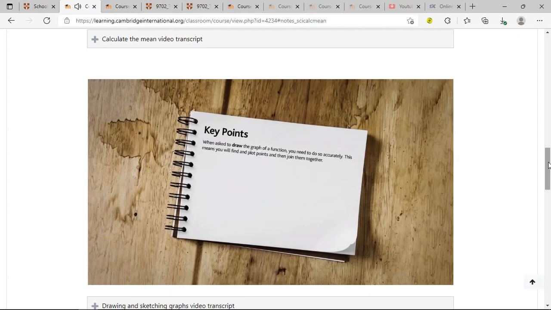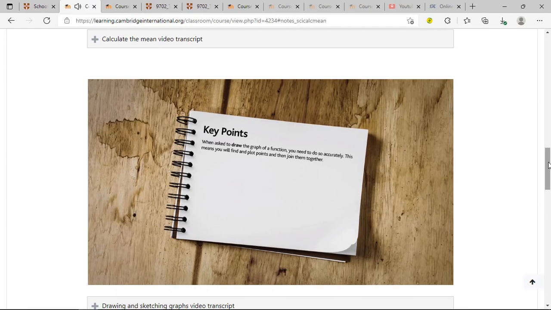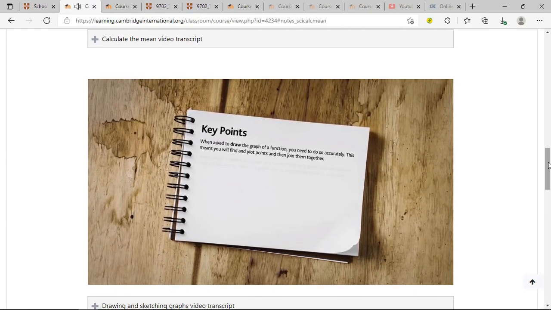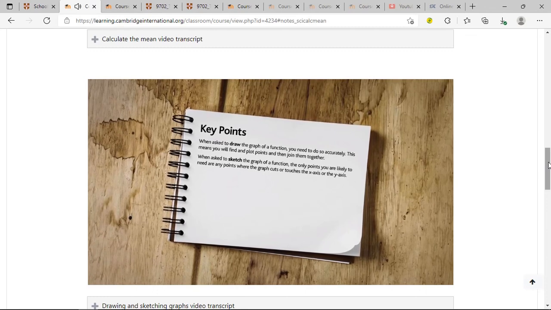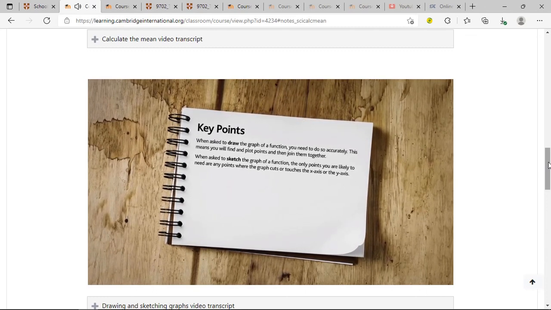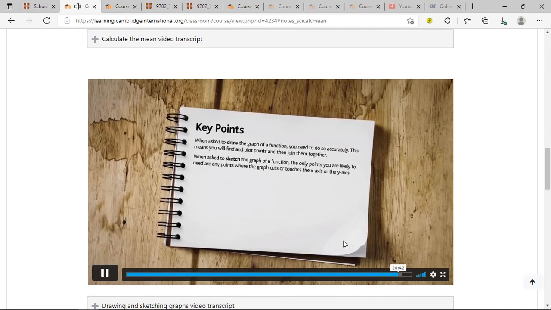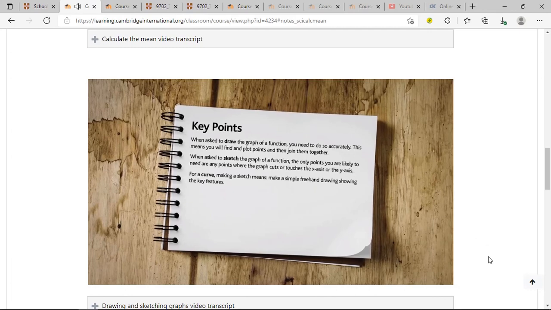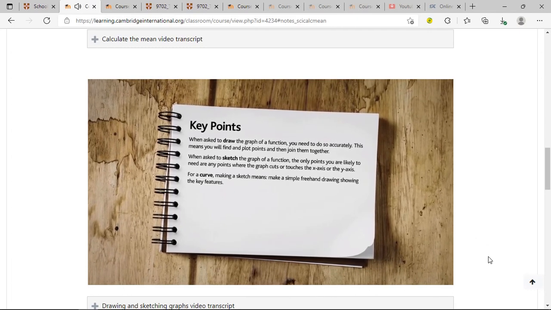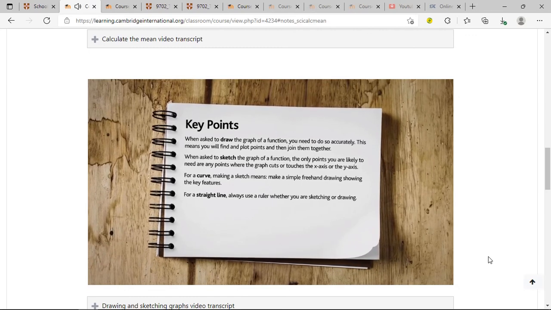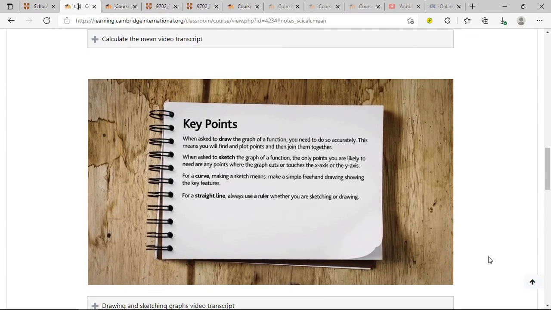So, when asked to draw the graph of a function, you need to do so accurately. This means you will need to find and plot points and then join them together. When asked to sketch a graph of a function, the only points you're likely to need are any points where the graph cuts or touches the x-axis or y-axis. For a curve, making a sketch means making a simple freehand drawing showing the key features. For a straight line, always use a ruler whether you're sketching or drawing.